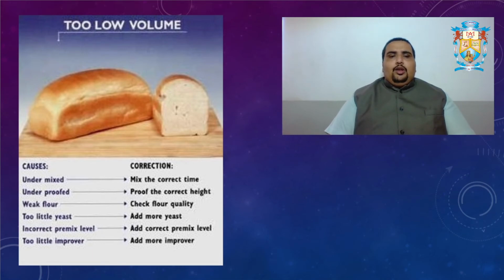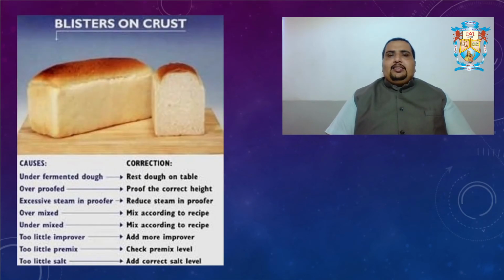So we'll go to the next topic, that is blisters on the crust. Now, what do you mean by blisters? Blisters doesn't mean wounds. Blisters means the crust flaking off or the crust having small bumps on top of it. Just the skin part of the crust is having aeration. Now, what are the causes? Here, a few more causes are there.